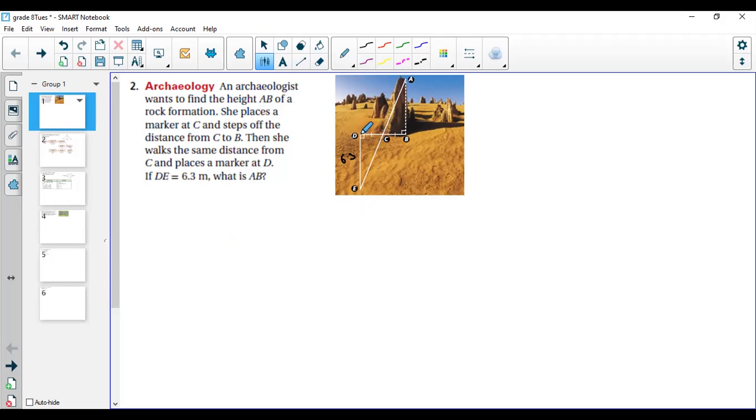So they have given that C to D is equal to C to B. So first, let's write it down. DC is congruent to BC, because it's already given information. They have already marked that for us, right? So you could write this as given. Then what's the next thing?